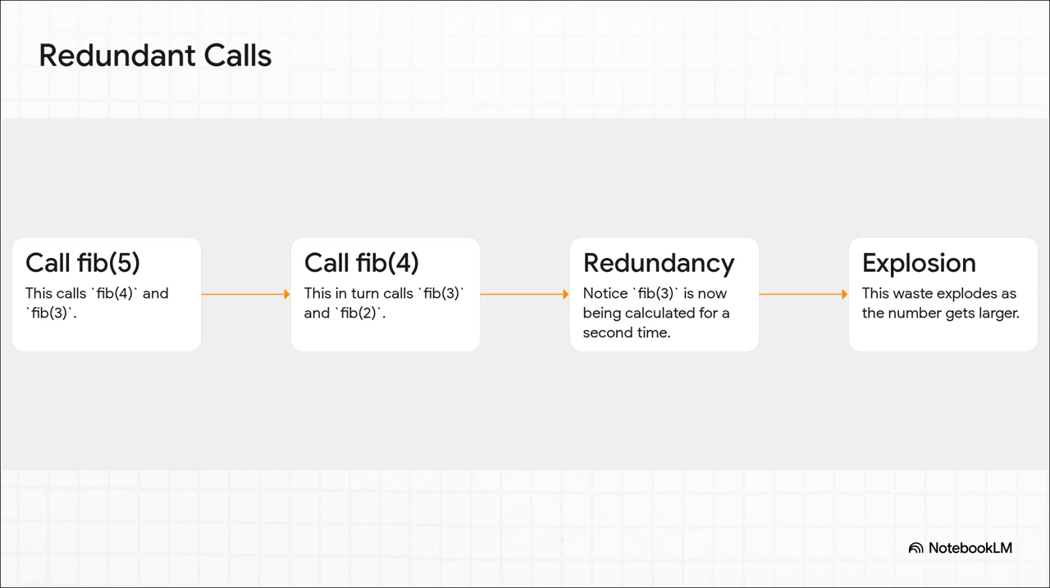To get fib of 5, the code has to call fib of 4 and fib of 3. But wait, fib of 4 also has to call fib of 3. Right there, we're already calculating the exact same value twice. And this waste just explodes exponentially as the numbers get bigger. The computer spends nearly all of its time redoing work it's already solved.